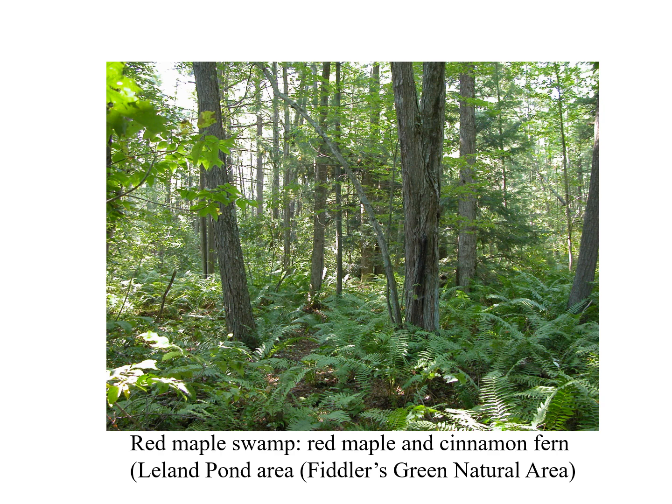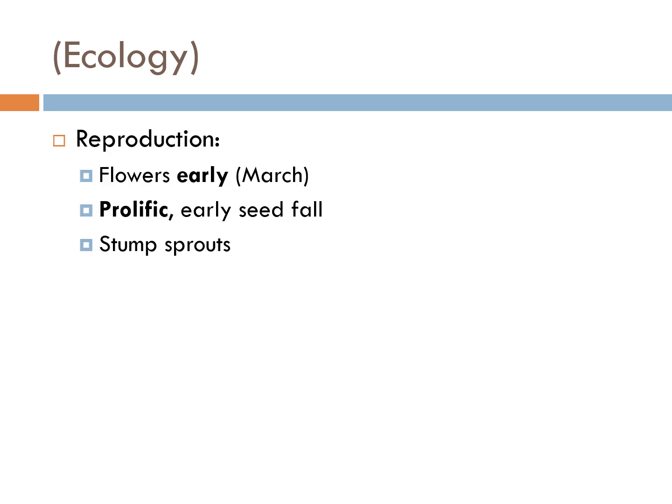Here's another one at Fiddler's Green near Leland Pond. And then we'll see them all over the forest. This one flowers very early in March, and so this is one of the first trees that we will see blooming, although the flowers, as you saw earlier, are not very big. And so really what it looks like is that the trees just kind of flush red.